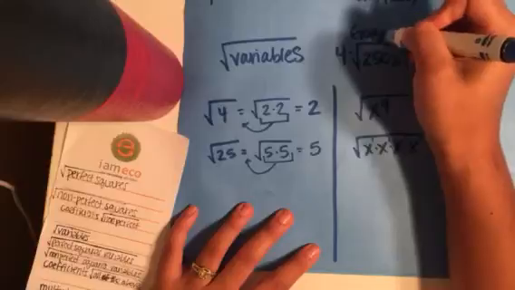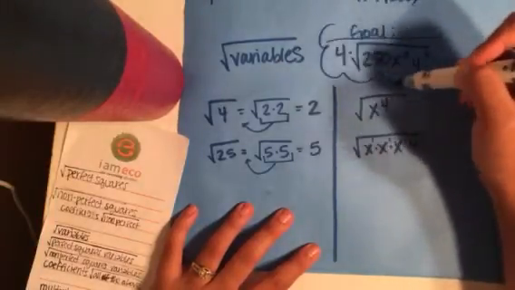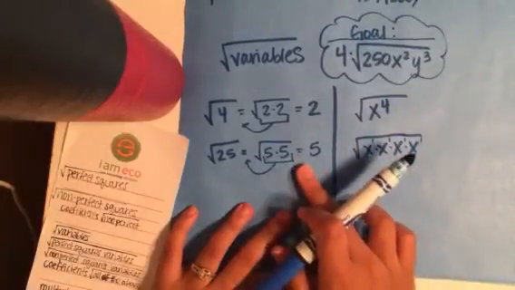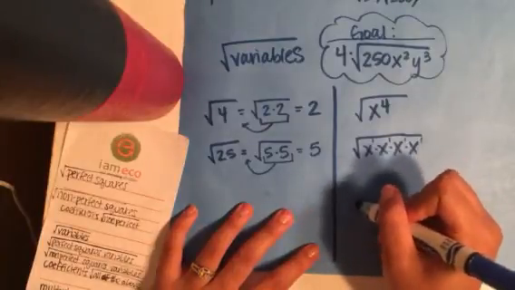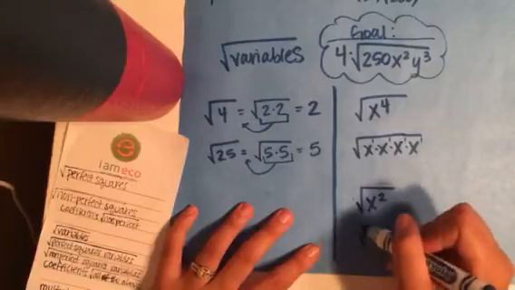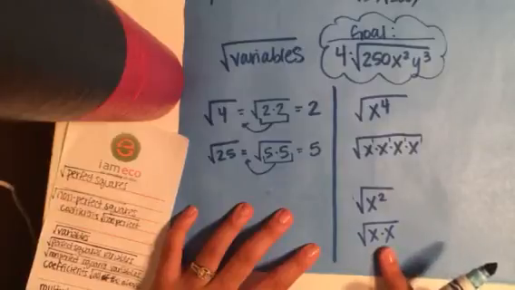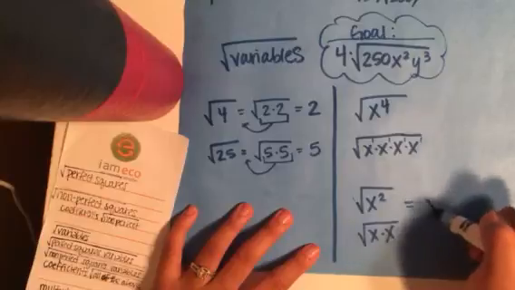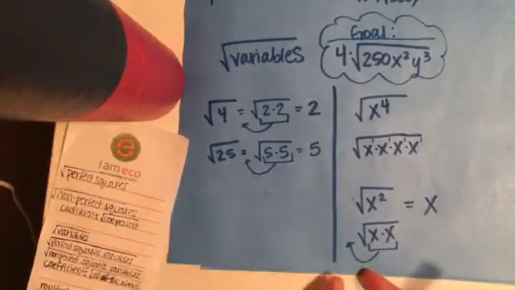Well, let's remind ourselves that this is our goal. When we're looking at how to take numbers outside of the radical, we want to look for pairs, because we know something like x squared lends itself to x times x. Well, we know x times x gives us x squared. So the square root of x squared would be x. We're looking for the pairs of numbers so that we can pull them out of the radical.